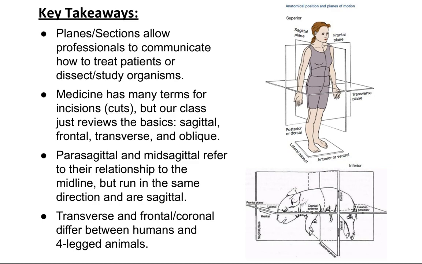Parasagittal and mid-sagittal refer to their relationship to the midline, right? It's left and right cuts, but mid-sagittal is right on the midline, and parasagittal is any left-right separation cut that is not quite on the midline. And finally, transverse and frontal coronal planes, they're going to be unique between humans and four-legged animals.